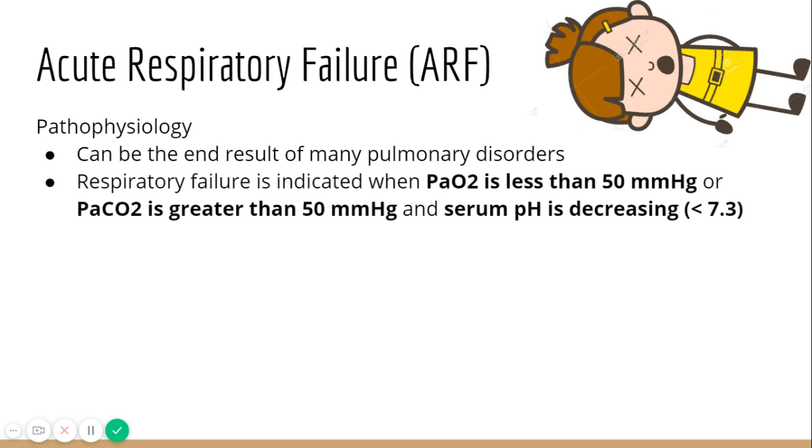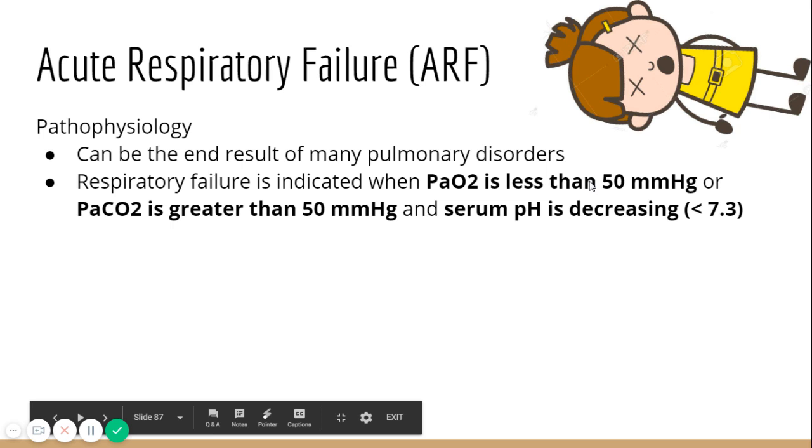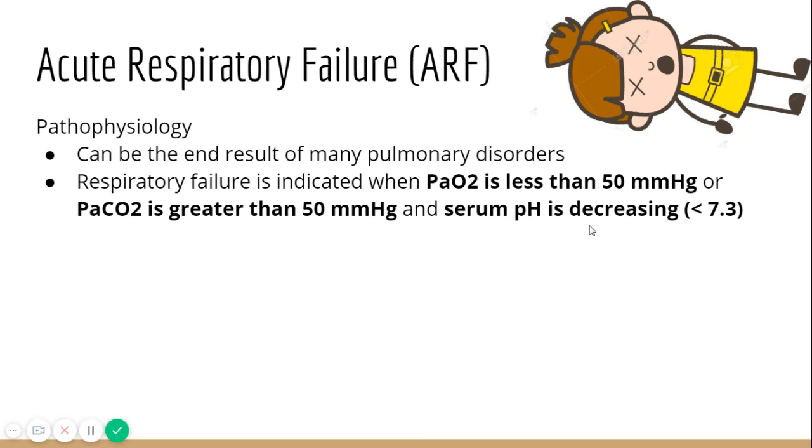This is indicated when our oxygen levels are below 50, under the pressure of 50. If you look back at your normal lab values, we should be between 80 and 100, so 50 has been greatly reduced. And then with our PaCO2, our partial pressure of carbon dioxide is greater than 50. It should be between 35 and 45. So we have an increase in carbon dioxide, a decrease in oxygen, and also a decrease in our serum pH, meaning that the pH of our blood has dropped from the normal 7.35 to 7.45 to below that.